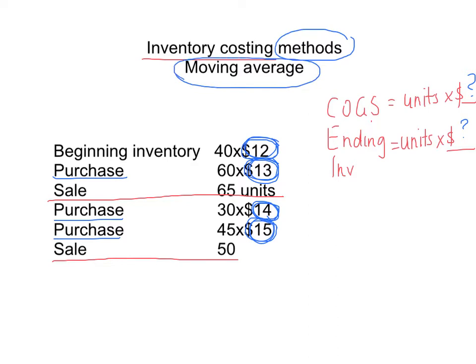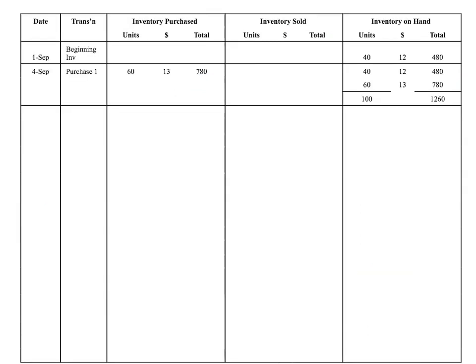I'm going to go through the exercise from the textbook on page 115. This is the table that I'm going to work with to answer the question. We've got the date, the transaction, inventory purchased is going to increase the total, inventory sold is going to decrease the total, and then this is our total or our inventory on hand after each transaction. We're going to be using the moving average method, so every time we sell something, we're going to sell it at the average cost.